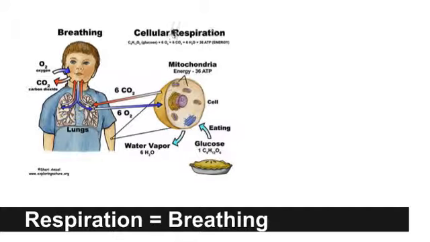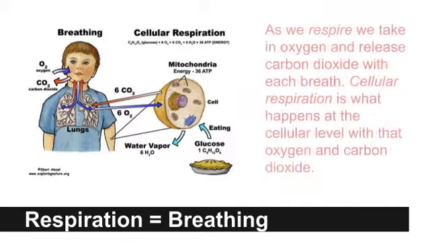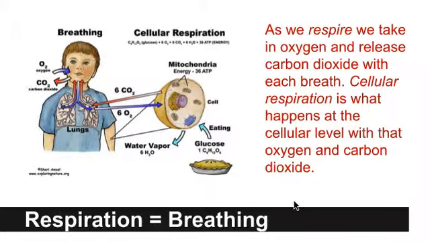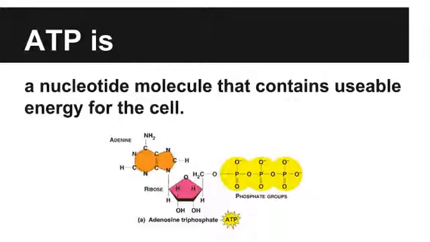When we say respire or respiration, we're talking about breathing. As we respire, we take in oxygen and release carbon dioxide with each breath. Cellular respiration is what happens at the cellular level with that oxygen and carbon dioxide. When we say cellular respiration, we mean that every single one of your cells is taking in oxygen and releasing carbon dioxide. That process is called respiration.